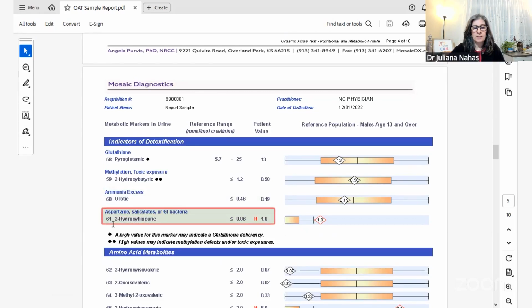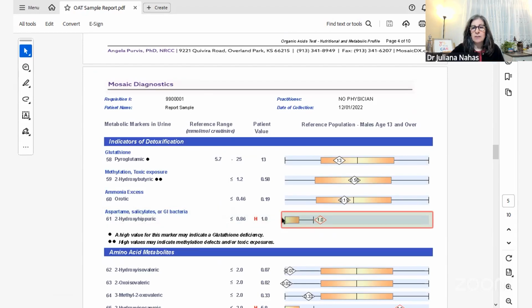And then marker 61 could indicate GI dysbiosis or, again, overwhelm of aspartame and salicylates from the diet. Like if you don't have the right enzymes, as an autistic child, you can't metabolize salicylates and aspartame, we do have to modify the diet if we see that this level is high. And a lot of times it's not just high, like barely high, it's often 10 times as high or 100 times as high. So the test itself with the magnitude of elevation can tell me this is genetic, this is more than just like an exposure.